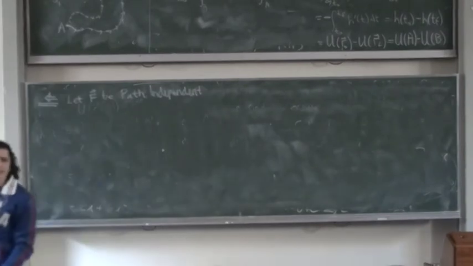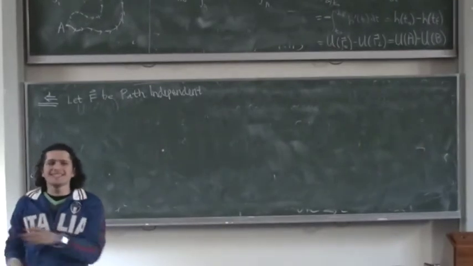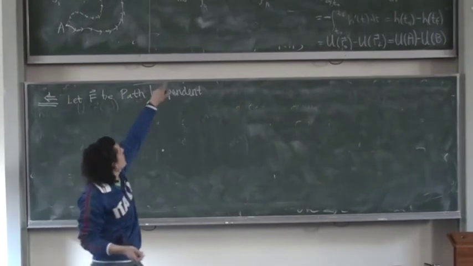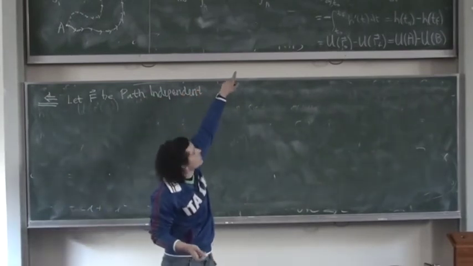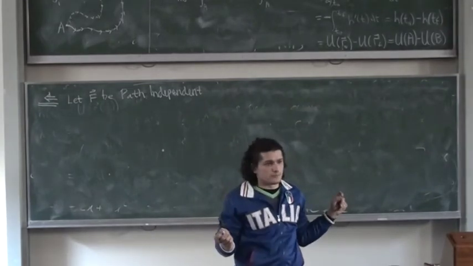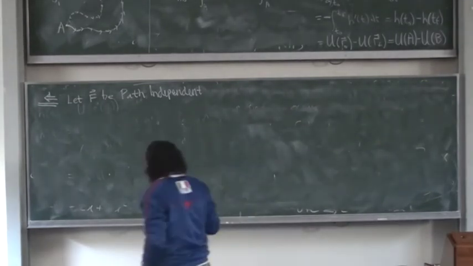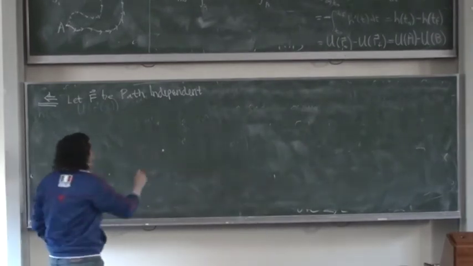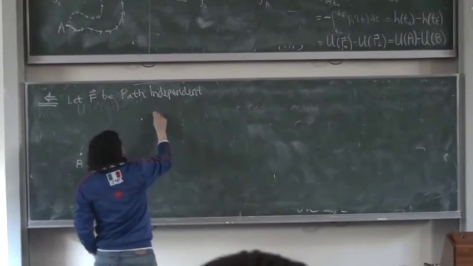Now we have to show that the work done by F is independent of the path that we move it at. We know that, but we have to show that we can find some function u such that F is equal to the gradient of u. What we do is the following. We start at A, we know we're going to B.